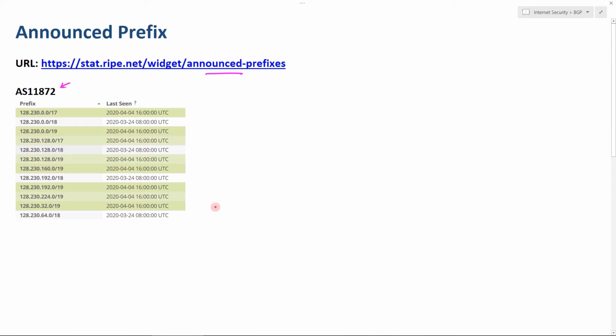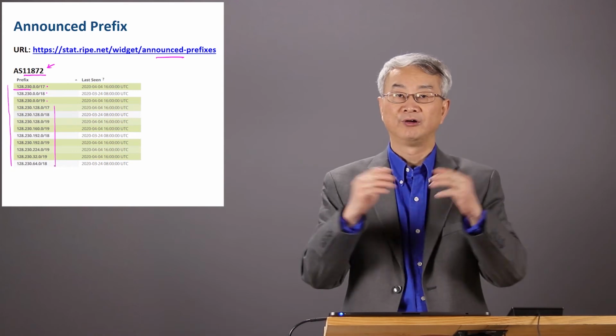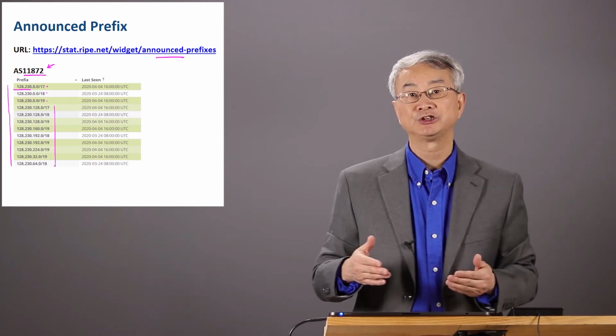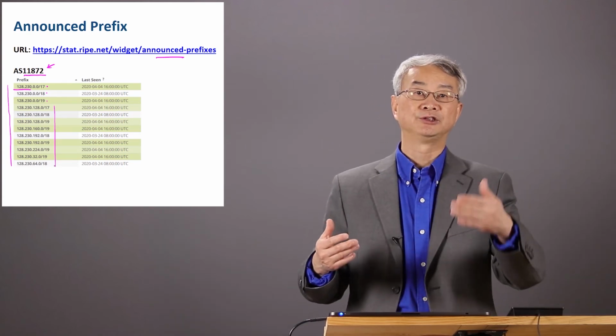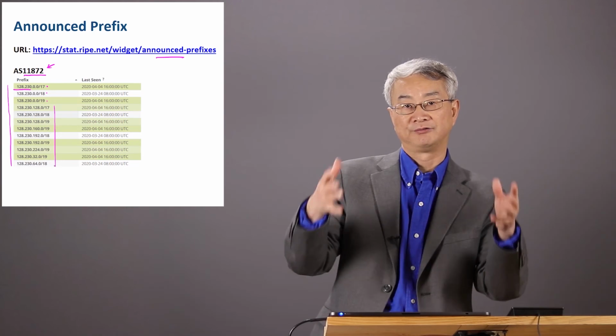I can find out the prefix announced by this autonomous system. I'm only showing you a shorter list, and the actual list is longer. From this one, you can see Syracuse University not only announced the /16 address, 128.230/16 belongs to Syracuse University, but it announced many, the /17, /18, /19. As we mentioned before, there are many reasons for that. Globalization is one reason, load balancing is another reason. There could be other reasons that lead to the fragmentation of the network.